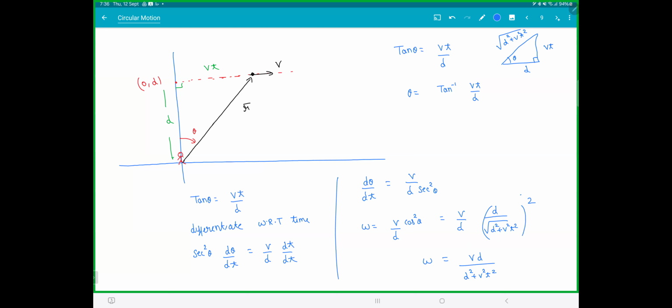Check. Your final answer should look in terms of v and d and t. That's it. Those are the only three variables you know. Please check your calculations. This is pure maths.